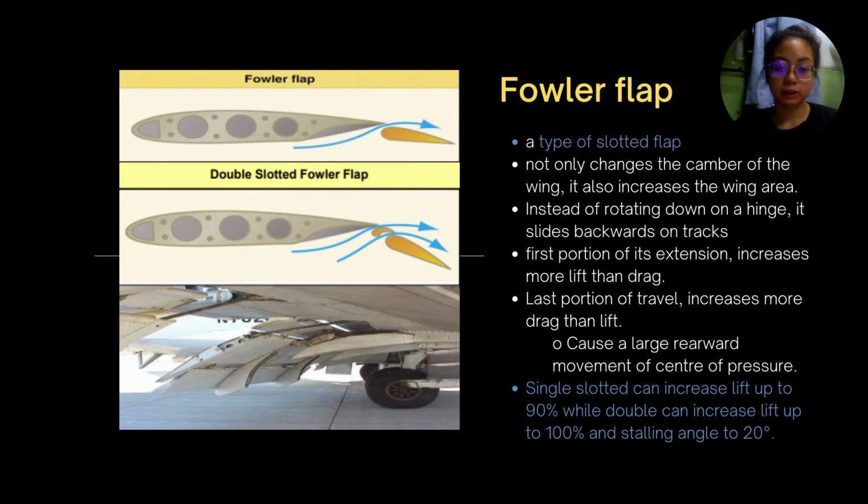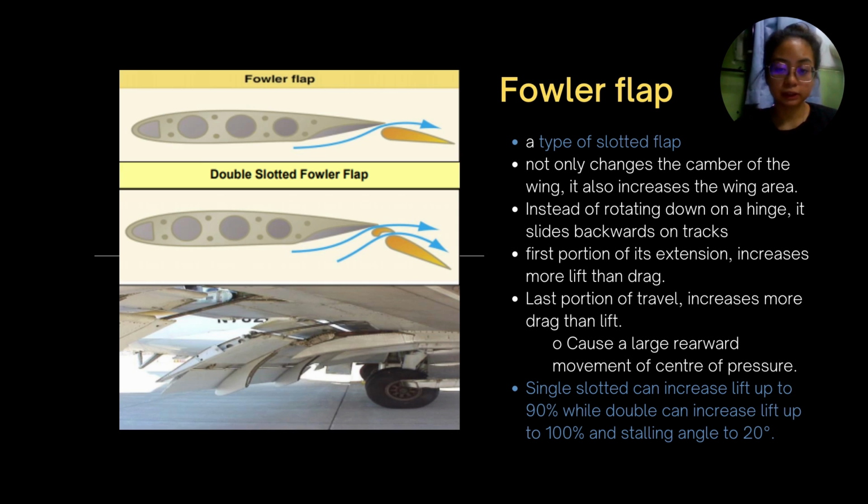Last but not least, Fowler flap, a type of slotted flap. Fowler flap not only changes the camber of the wing, it also increases the wing area. Instead of rotating down on a hinge, it slides backwards on a track.